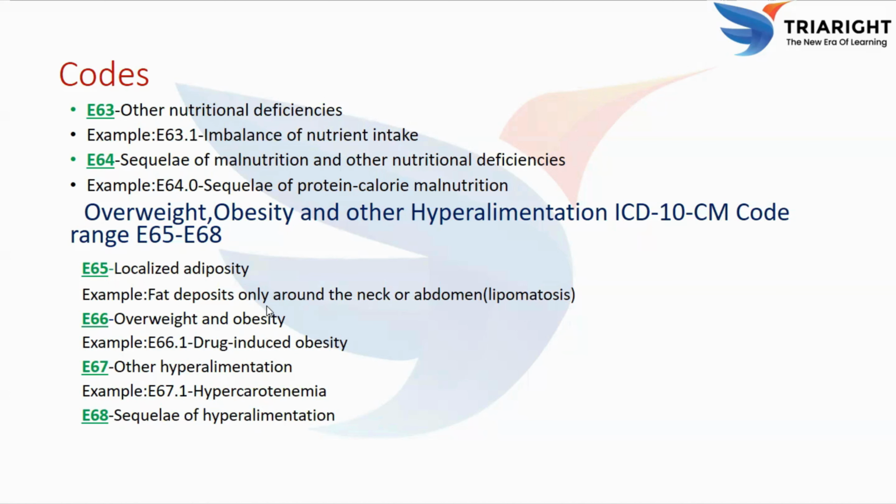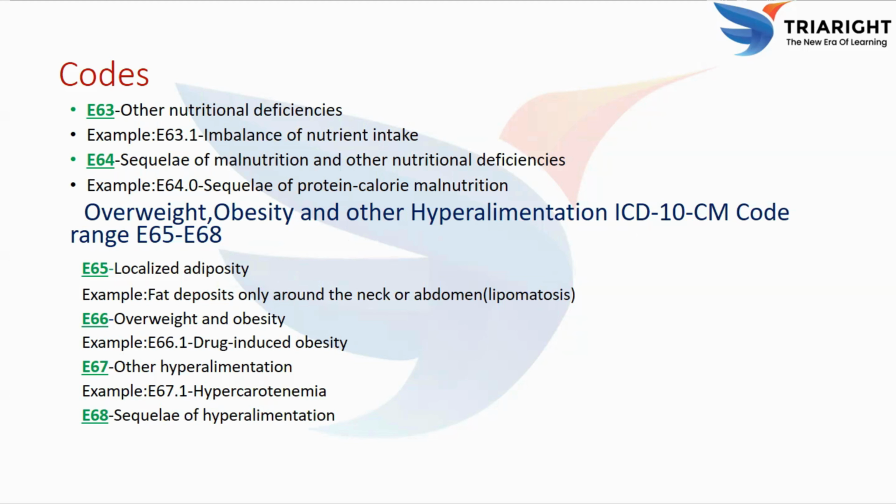And next, coming to the next section, it is overweight, obesity, and other hyperalimentation. These codes describe conditions resulting from excessive nutrition. Hyperalimentation is nothing but excessive nutrition and calorie intake, the opposite of malnutrition. Malnutrition is low nutrition, whereas hyperalimentation is excessive nutrition.